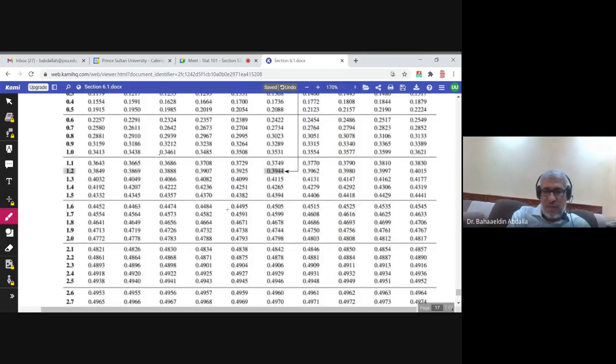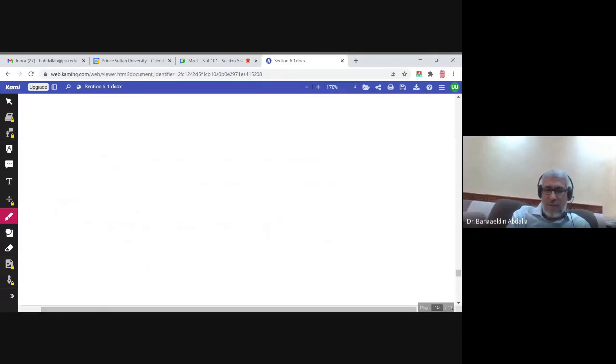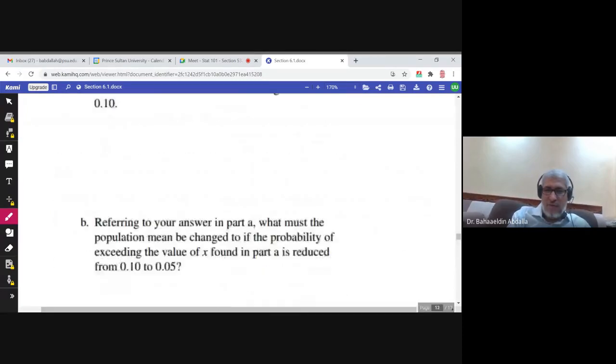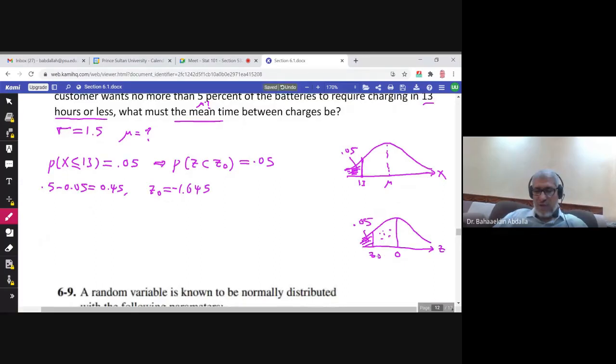It's increasing. Here 0.4495, 0.4505. These two numbers, in fact, 0.45 is in the middle between them. So I take the number in the middle. So it's 1.6, and this is 4, and this is 5. So the number in the middle is 1.645. So Z0 is 1.645, but remember it's a negative number because it is to the left of 0. So now this is Z0.